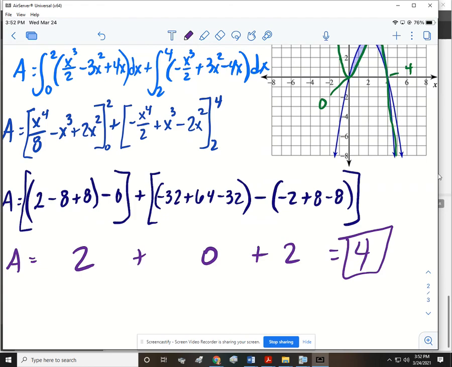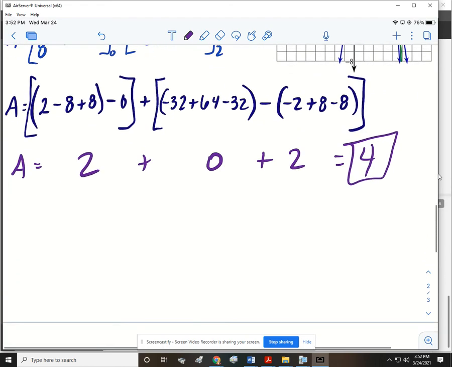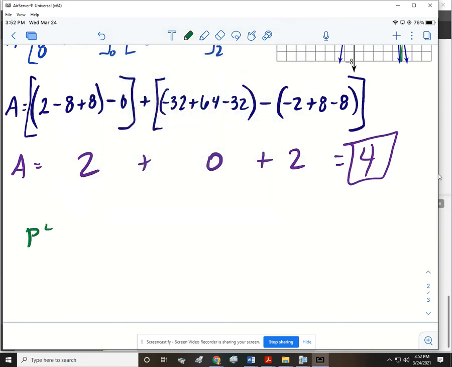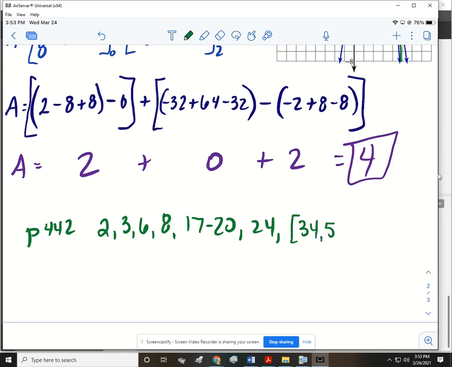All right. So what I want y'all to do for your assignment on page 442, do number 2, 3, 6, 8, 17 through 20, number 24, and then these two I want you to use the calculator to do. 34 and 50.